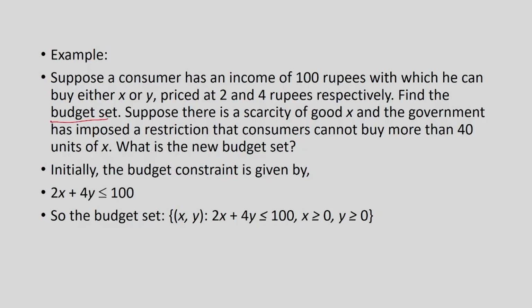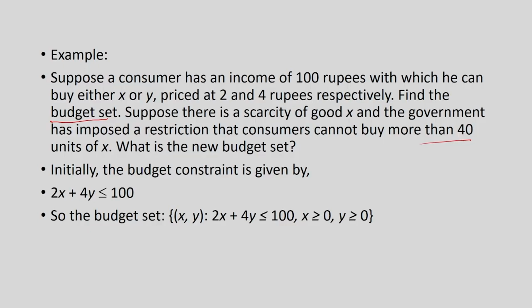In the last lecture I have talked about what is a budget set. So, I am going to use that definition. Suppose there is a scarcity of good X and the government has imposed a restriction that consumers cannot buy more than 40 units of X. Then what is the new budget set, right. So, there are 2 questions here.